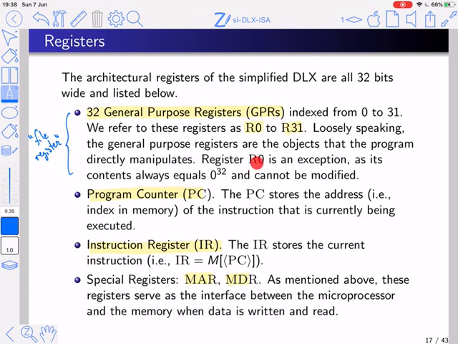R0 is an exception. You cannot write to it, you can only read from it, and it always stores the all zeros vector. It cannot be modified. All the others, R1 to R31, can be modified and store any 32-bit wide word. The program counter stores the current address of the instruction that is being executed. The instruction register stores the current instruction, namely IR is a copy of what is in the memory in the address given by the PC. And we have the special registers MAR and MDR that we elaborated on previously.